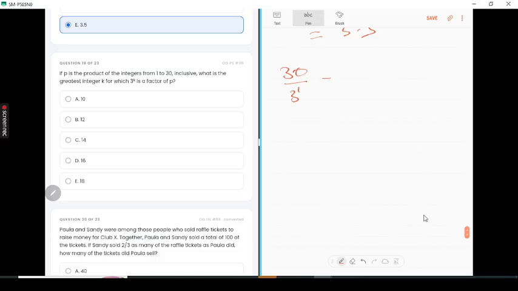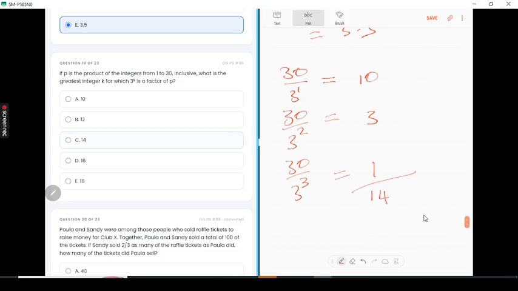If we do that, we are going to get 10. Then 30 divided by 3 raised to the power 2, which is 30 divided by 9. 30 divided by 9 is what? That is 3 whole number, remainder 3. Then 30 divided by 3 raised to the power 3 is 1 whole number, remainder 3. If we add all this together, 10 plus 3 plus 1, it gives us 14. So we select 14.